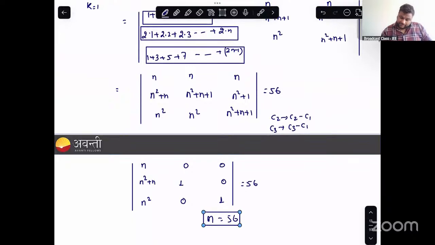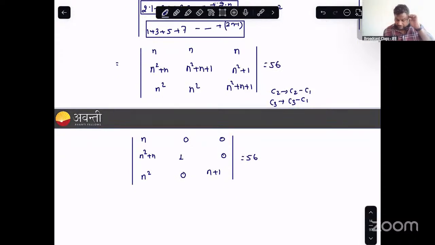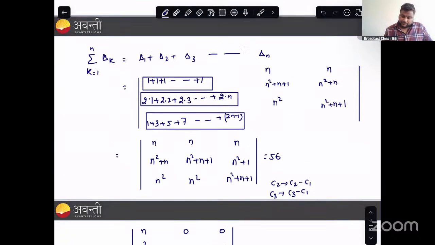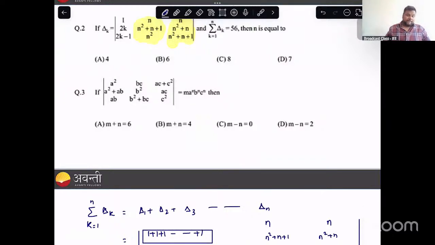Have I made some mistake? C3 minus C1 is not 1. C3 minus C1 is n plus 1. So that means factorization of the polynomial will be n into n plus 1 is 56. So value of n will be, now you can see, 7 into 8. The value of n is 7. Correct? Now, try third question quickly.